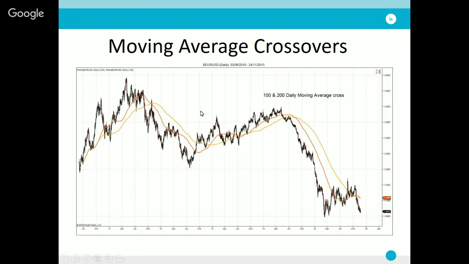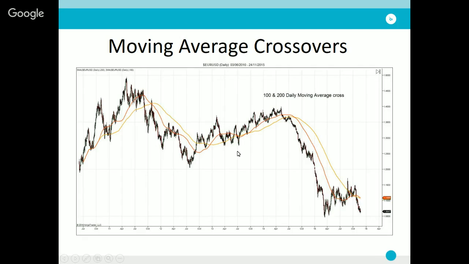And finally, we have an even longer term set of moving averages, the longest ones that we're going to consider today. This is the 100 and 200-day moving average crossovers. And again, as you'd expect, these are even less sensitive to price and have even fewer crossovers. So these are what we mean when we're talking about moving average crossover.